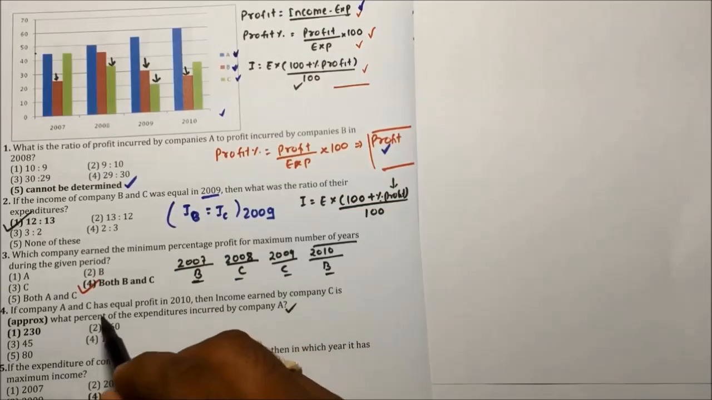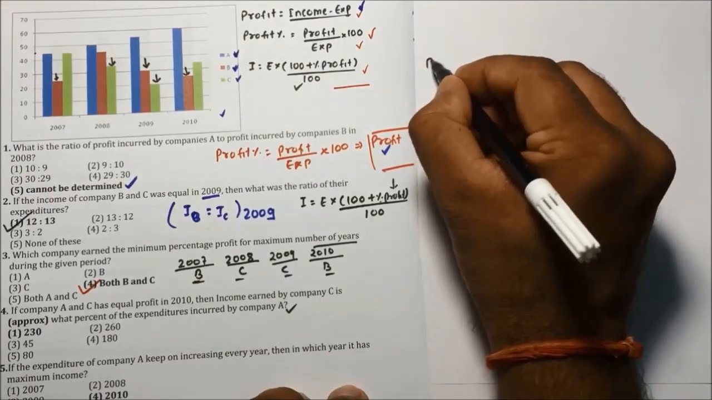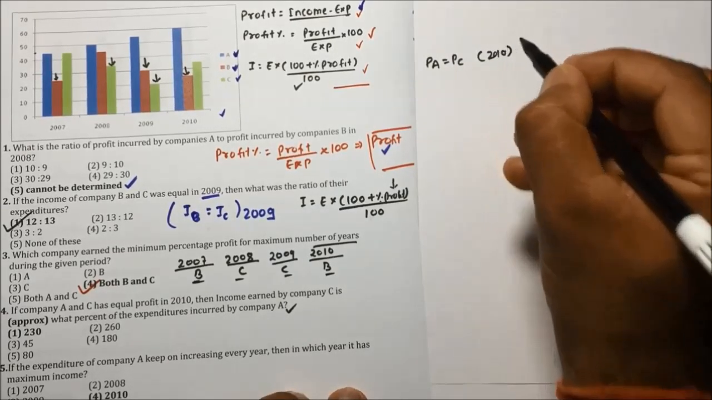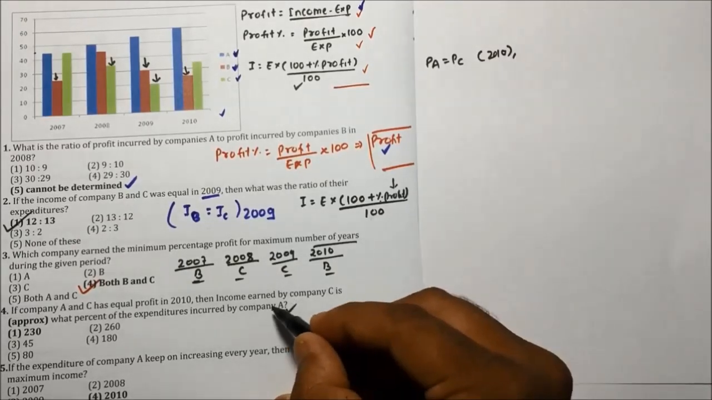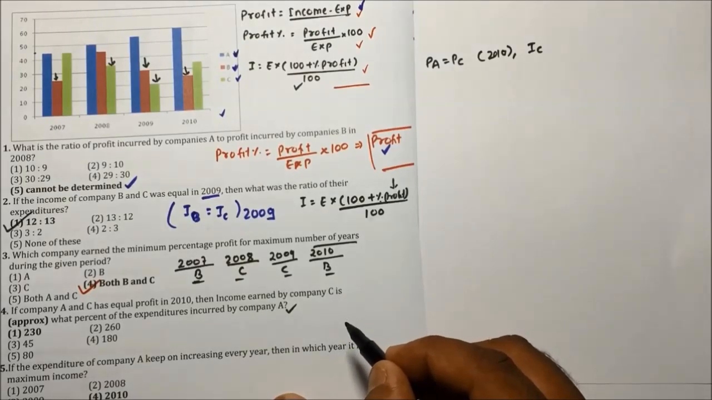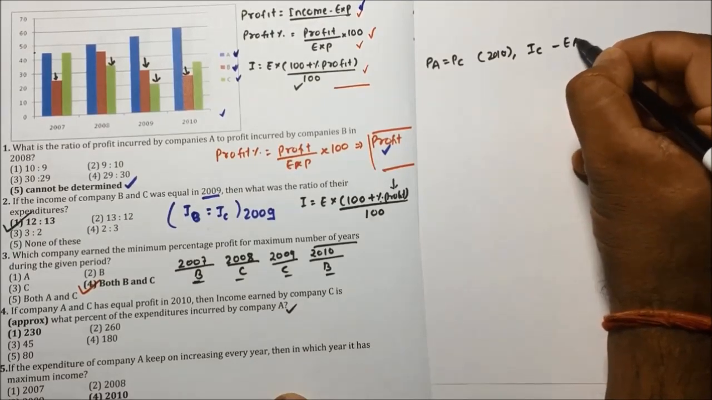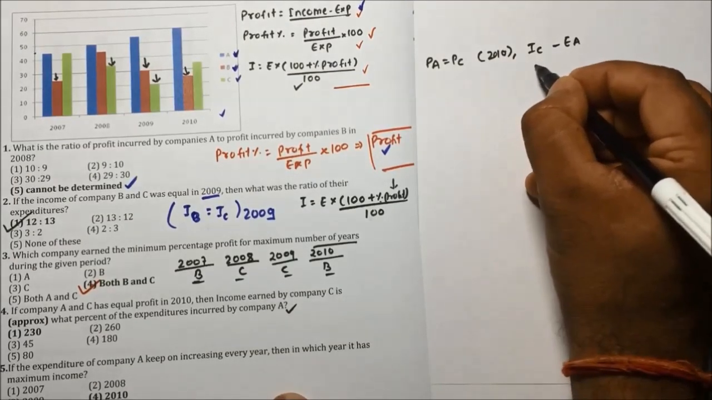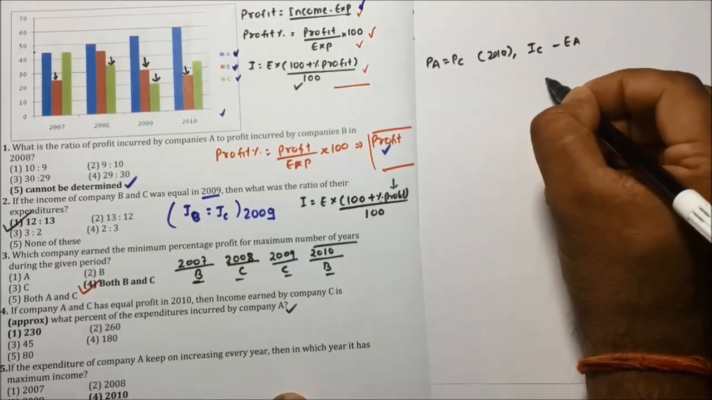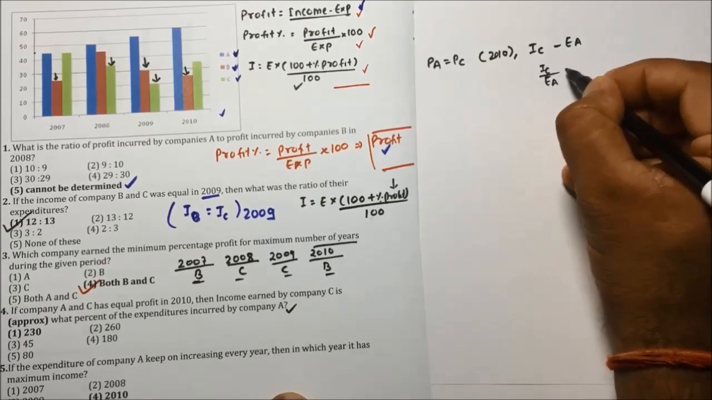Question number 4: if company A and C have equal profit in 2010, so you can say company A and company C are having equal profit in 2010, right? Then what you have to find out is the income earned by company C. So the income earned by company C is approximately what percentage of the expenditure incurred by company A. So basically income earned by company C is being compared with the expenditure incurred by company A. So expenditure incurred by company A will come down and income earned by company C will go up, right?